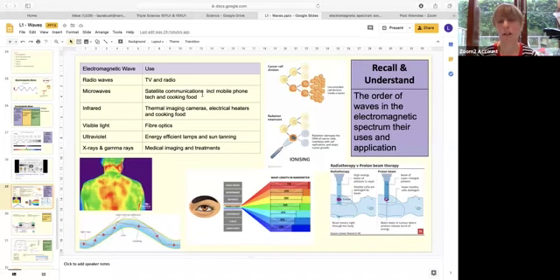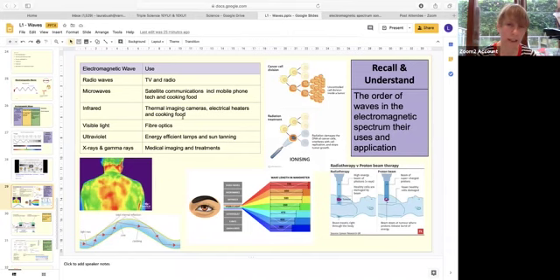Satellite communications, including mobile phones as well. Those are your microwaves that are used for that. The next section coming down is infrared. So we can see here, this is a picture of an infrared or thermal imaging camera.